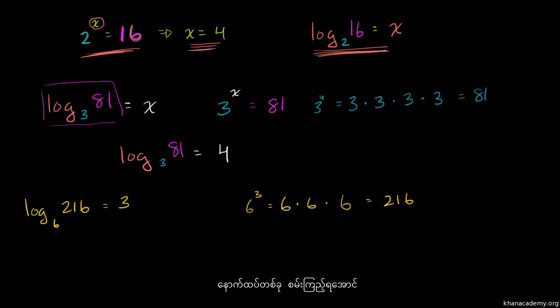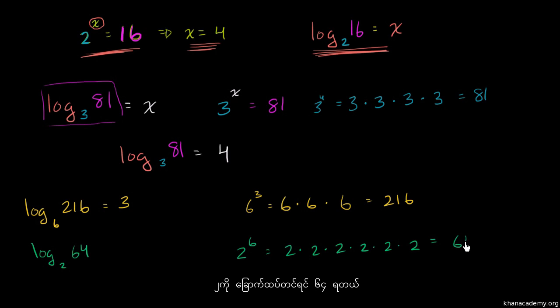Let's try another one. Let's say I had log base 2 of 64. So what does this evaluate to? Well, once again, this will evaluate to the exponent that I have to raise this base to, the little subscript right here, the exponent that I have to raise 2 to get to 64. So 2 to the first power is 2, 2 to the second power is 4, 8, 16, 32, 64. So 2 to the 6th power is equal to 64. So I have to raise it to the 6th power.